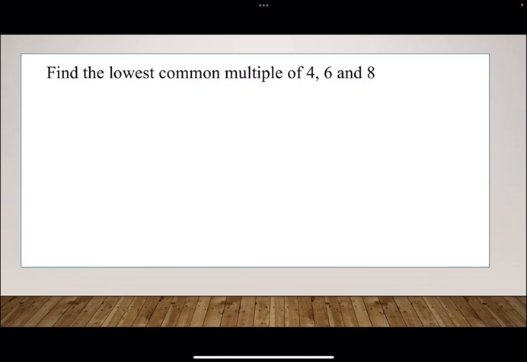Okay, this is a little bit trickier. I would like you to try and find the lowest common multiple of 4, 6 and 8. So we've actually got 3 numbers here that we're going to find the lowest common multiple of. Again, pause the video and press play when you are ready.